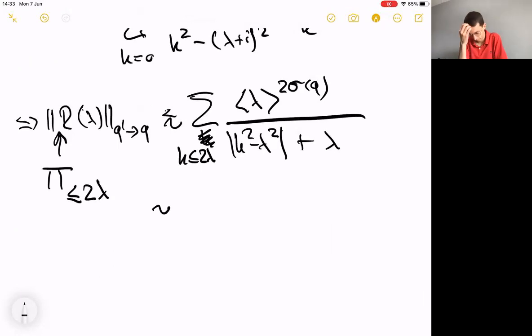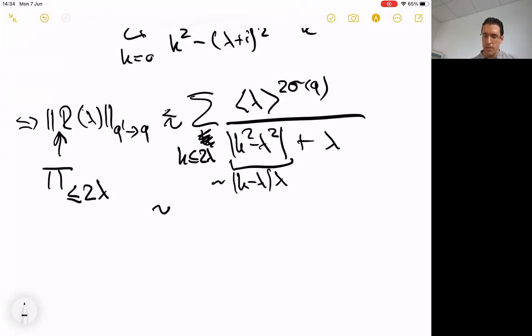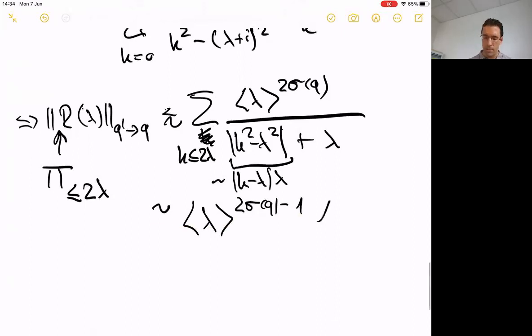Okay, so when k is less than 2 lambda, this thing here is basically k minus lambda, k plus lambda, but k plus lambda is approximately lambda in this regime. So what you have is an overall 1 over lambda, and this is what you want. It's lambda to the 2 sigma minus 1, but then you have to sum the remaining term, which is basically 1 over k from 1 to lambda, and this gives you a log. So this gives you this logarithmic divergence, and it's just a log, so it's not terrible.